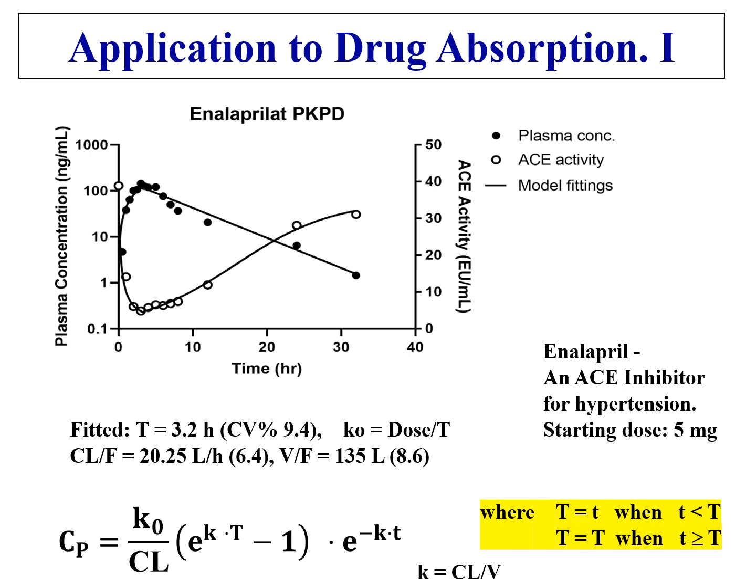So here's some data where an ACE inhibitor, enalapril, was given, and the plasma concentrations of its active metabolite are shown as the black dots. That's a semi-log plot for the plasma concentrations. There's also PD data on this slide, the ACE activity, the inhibition of the enzyme activity. And what was done here is application of our general equation that we have at the bottom.